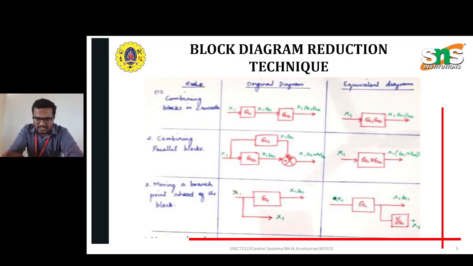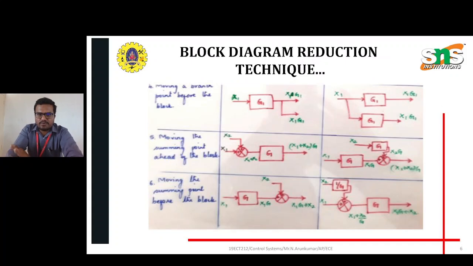Next one is moving a branch point ahead of the block. The branch point is X1. If it is moved towards the transfer function of G1, it can be followed by using this rule: X1, Z1 towards the summing point, ahead of the block G1 by 1 by G1, because it is moved towards the other end, so that we can use it as 1 by G1.